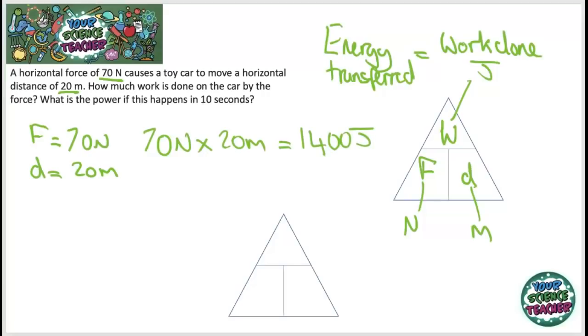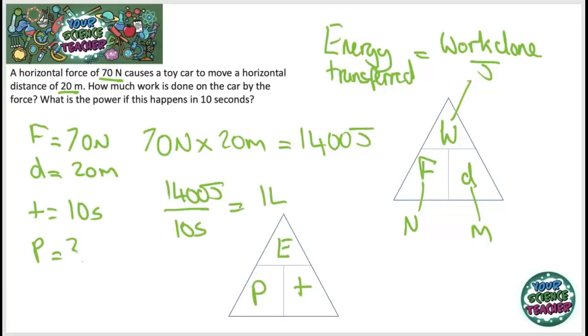Now, in this question, it also says what is the power as well, and to work out the power, you need to factor in the time it takes as well, which is 10 seconds, and we're working out the power. That's my question mark. And if I go over here to this triangle, what is the equation for power? Power is energy divided by time. So now I have the energy, which is 1,400 joules. And if I divide it by 10 seconds, I will get 140 watts. So power, just simply the definition of power is how quickly the energy is transferred.